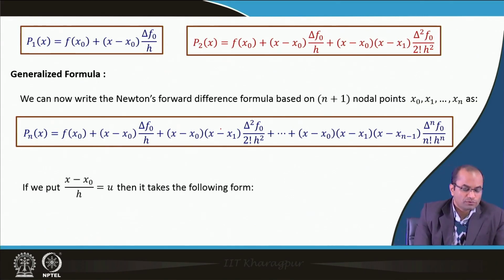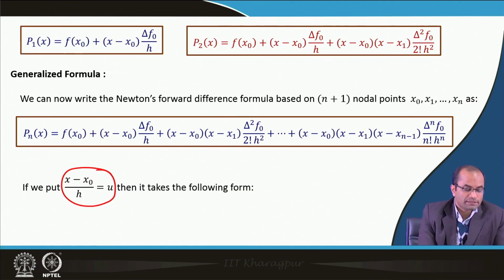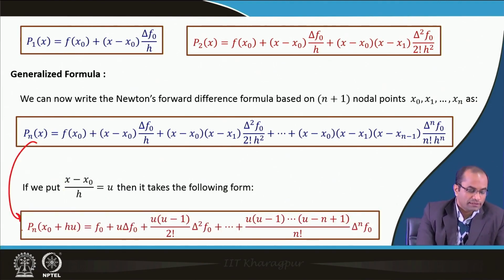There is another form also that one can find in the literature, if we substitute x minus x naught over h as u, just a change of variables kind of thing. So, x minus x naught over h, if we substitute as u, then this formula can be written in this form p n, and this x is nothing but, from here we can get h u plus x naught.